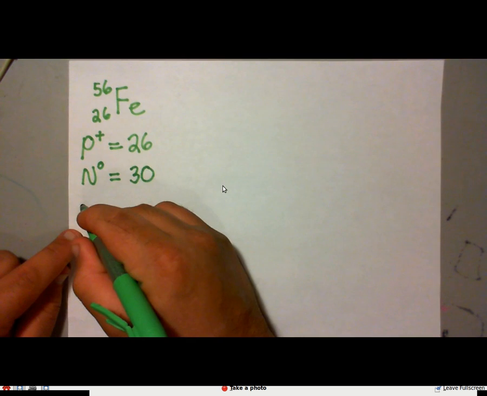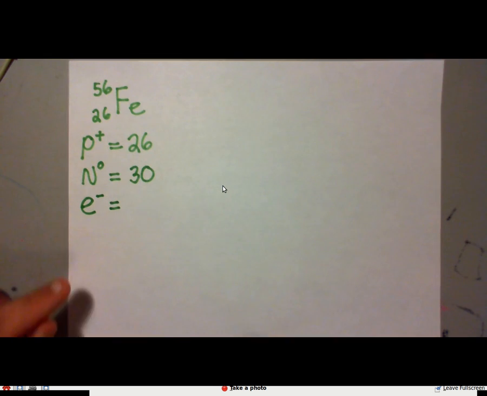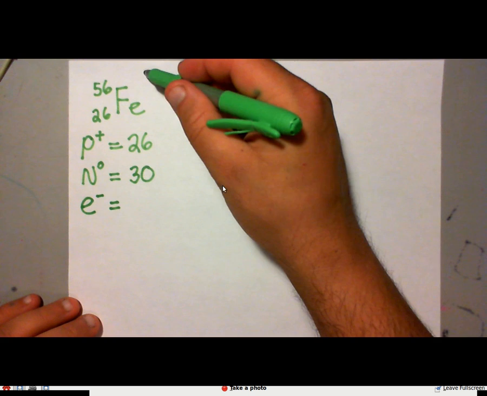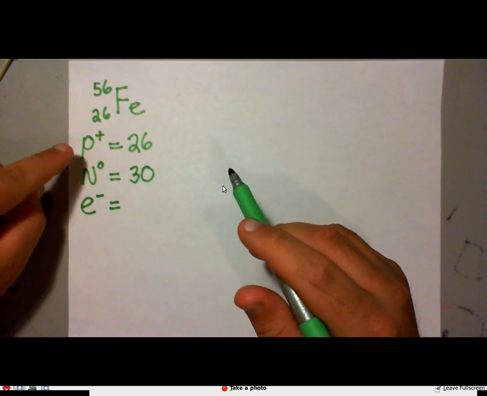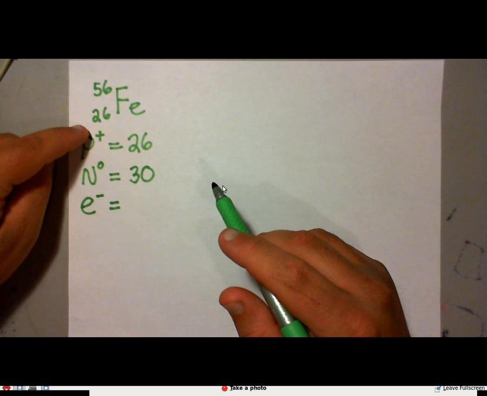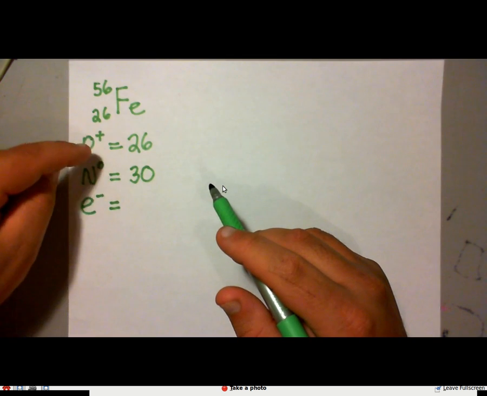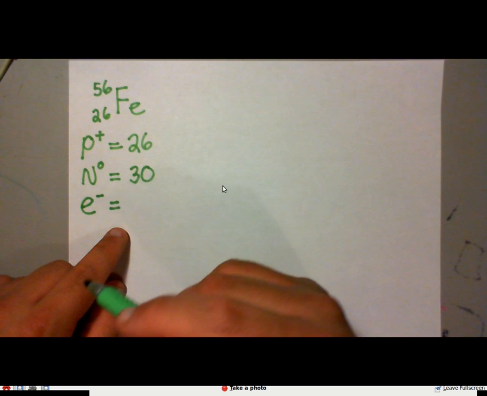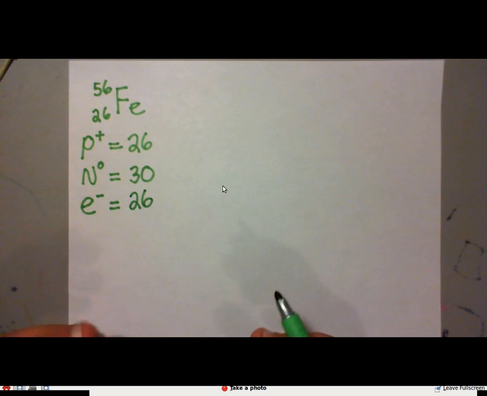Now, this is the one that a lot of people seem to have trouble with, the electrons. If they do not show you a number here, a charge, then you are to automatically know that the number of protons and the number of electrons must be equal. So if there are 26 protons and there is no charge here, then there must be 26 electrons. Now that's all she wrote on that problem.